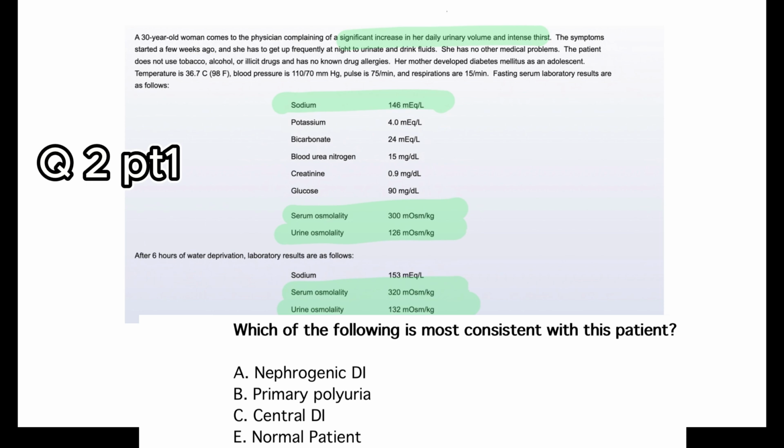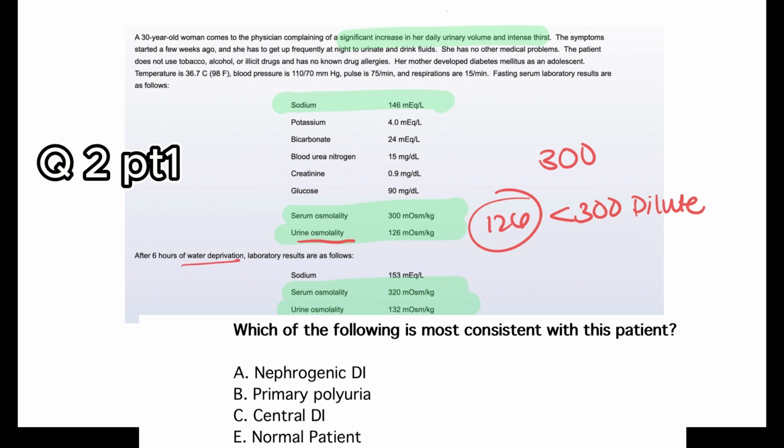So this is fasting. We look at the urine osmolality and it's 126. Is that less or more than 300? That is less, right? So we know that this is dilute urine. Now, what is our initial test? Remember, our initial test is to do a water deprivation test, and here it is.